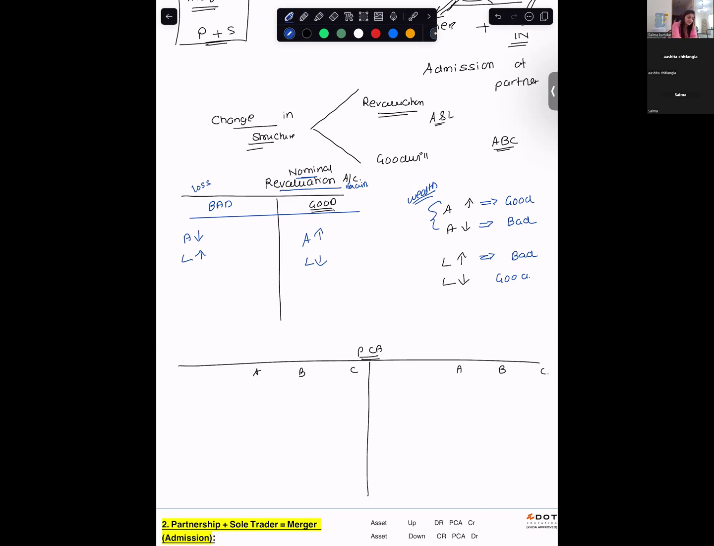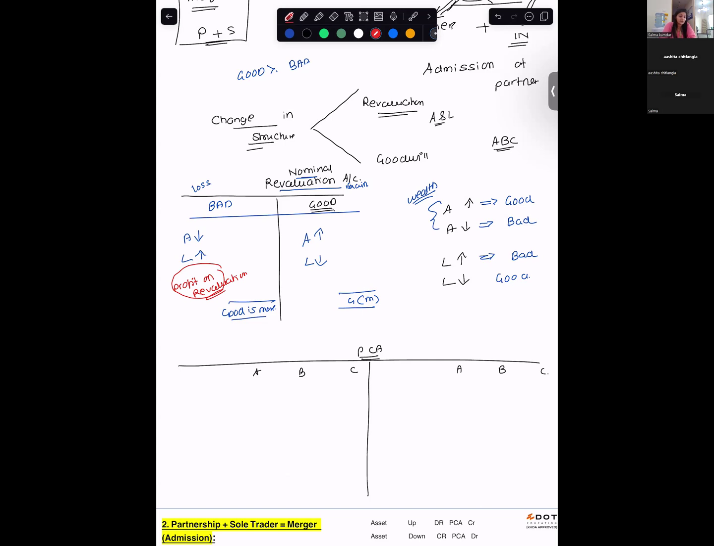If the good thing is more and the bad thing is less, the difference that you get is called what? This is called the profit on revaluation. So profit on revaluation is on the credit side of the revaluation account. Now, this profit or loss on revaluation belongs to whom?